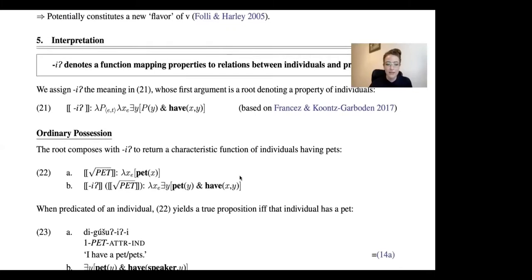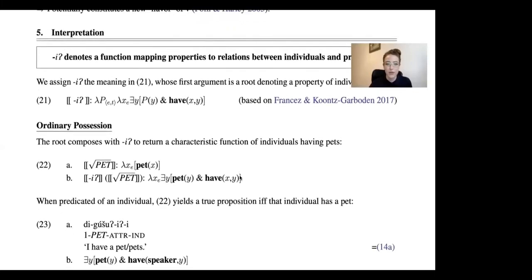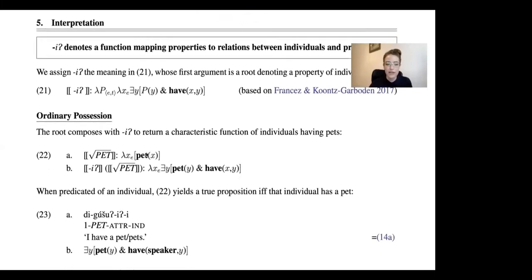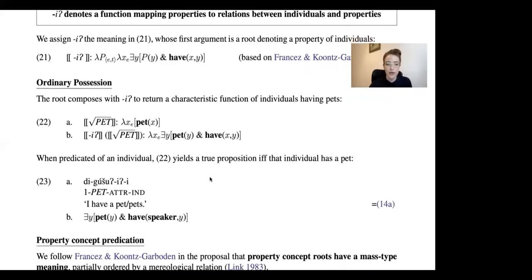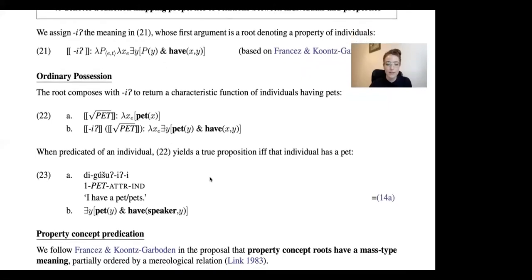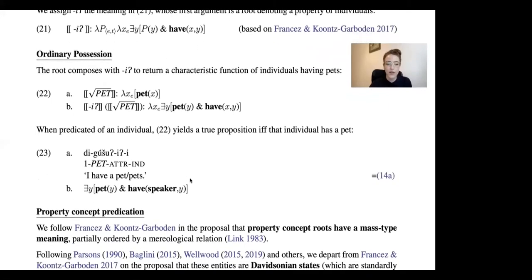So in the case of pets, it will look like what you see in 22, where the root pet denotes a set of pets, and once it composes with the categorizer, then you get the characteristic function of individuals who have pets. Then when predicated of an individual, it will be true if that individual has a pet. And this is shown here in 23 with the final truth conditions in 23b.